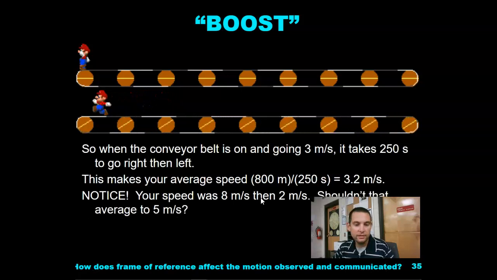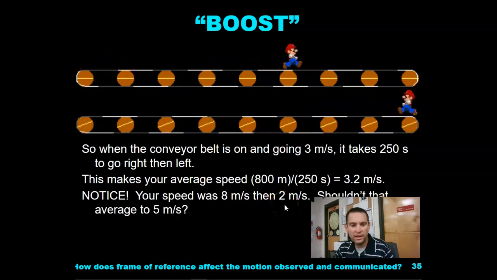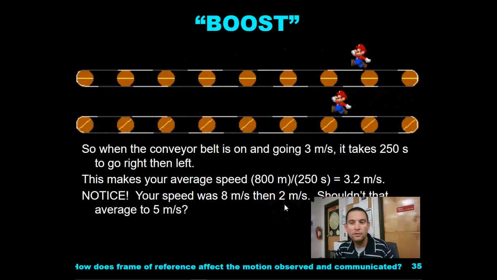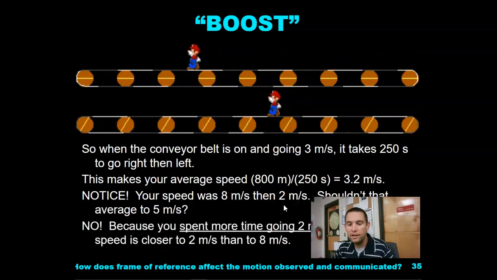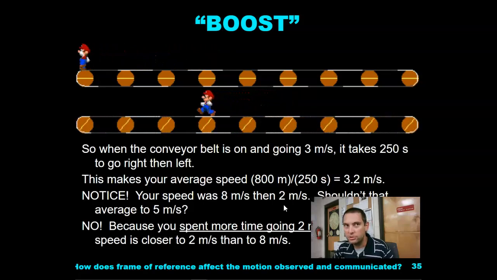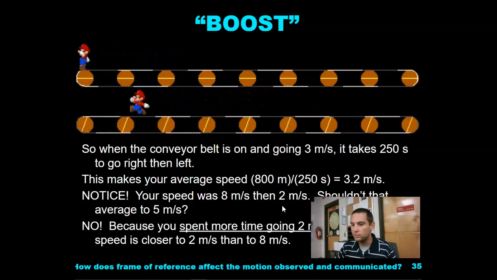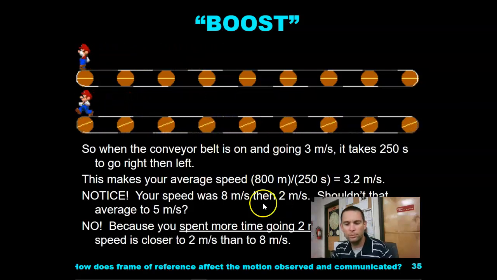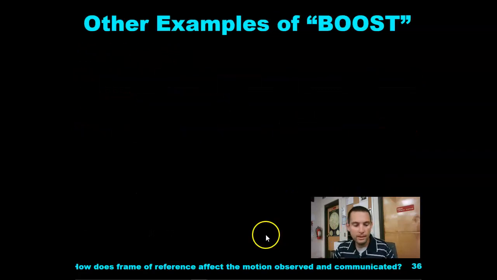Your speed was 8 meters per second, then 2 meters per second. Shouldn't that average to 5 meters per second? Remember, it depends on how much time you spent moving at each speed. That was way back from 1.1 or 1.2 or something.